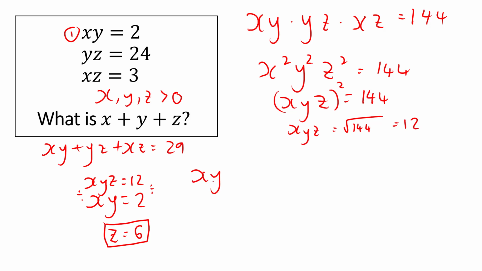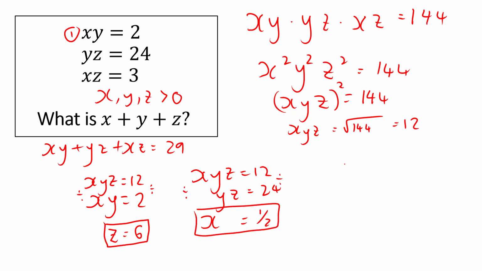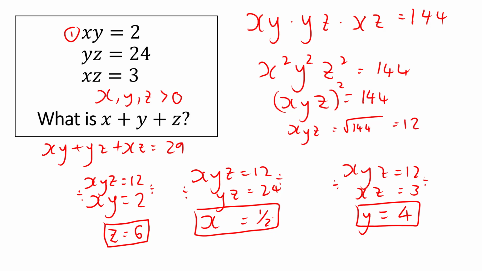How about the next one? xyz equals 12, but now we have that yz equals 24. So when I divide these, what do I get? Just x equals a half. So for the last one, we have xyz equals 12, and we have that xz equals 3. So when I divide these, I get that y is equal to 4. And now I have x, y, and z, I need to add them all together, and I just get 10.5. x plus y plus z. And that's my final answer. x plus y plus z is 10.5.